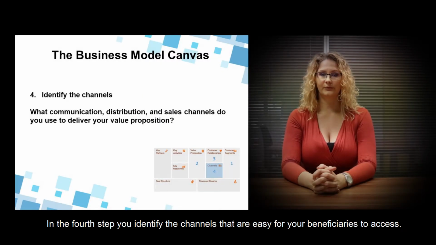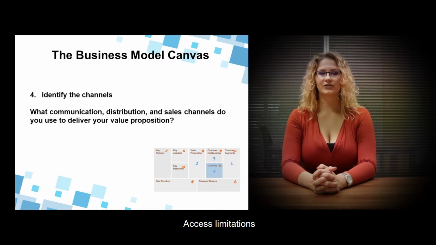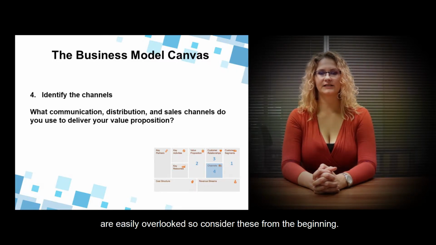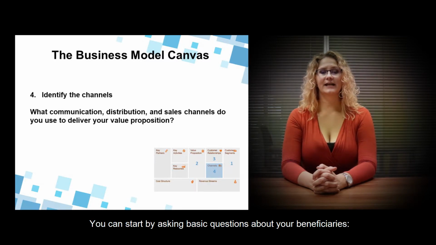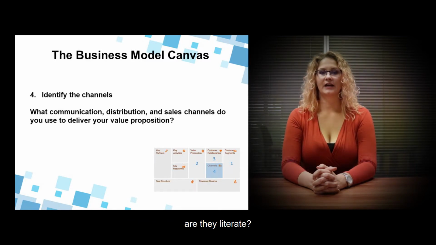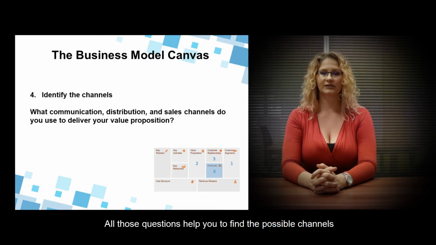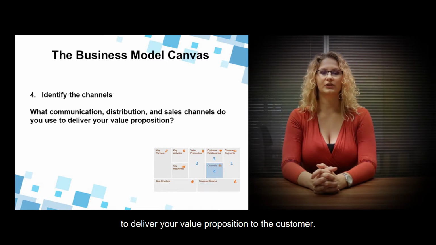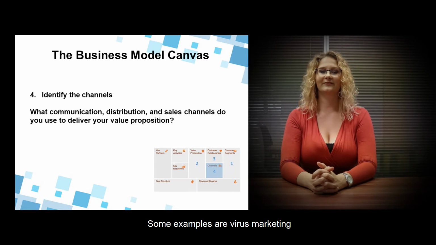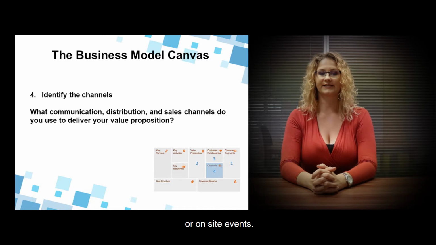In the fourth step, you identify the channels that are easy for your beneficiaries to access. Access limitations are easily overlooked, so consider these from the beginning. You can start by asking basic questions about your beneficiaries. Are they literate? Do they use mobile technology? Do they have reliable access to electricity, public transport, or computers? Are they physically impaired? All those questions help you to find the possible channels to deliver your value proposition to the customers. Some examples are viral marketing, social media, email marketing, online events, or on-site events.